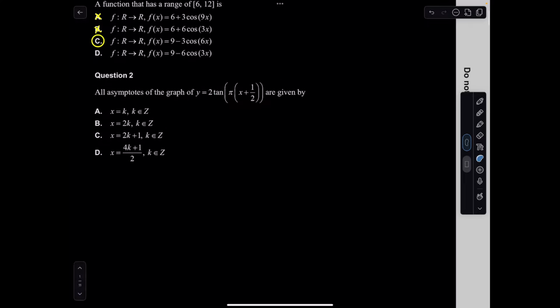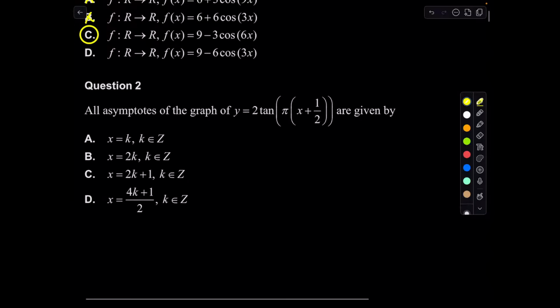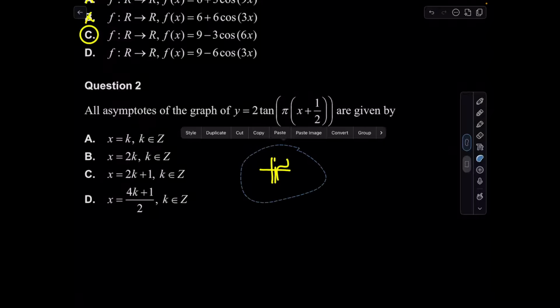Okay. Question 2. All asymptotes of the graph of basically this tan thing are given by what? Now, I'm going to show you multiple ways to do this, yeah? If I was in an exam, of course, but I'm going to show you how to do it. So for those that don't know, a tan graph has vertical asymptotes. Remember a tan graph looks like this, where it has vertical asymptotes. Only vertical, not horizontal, of course.